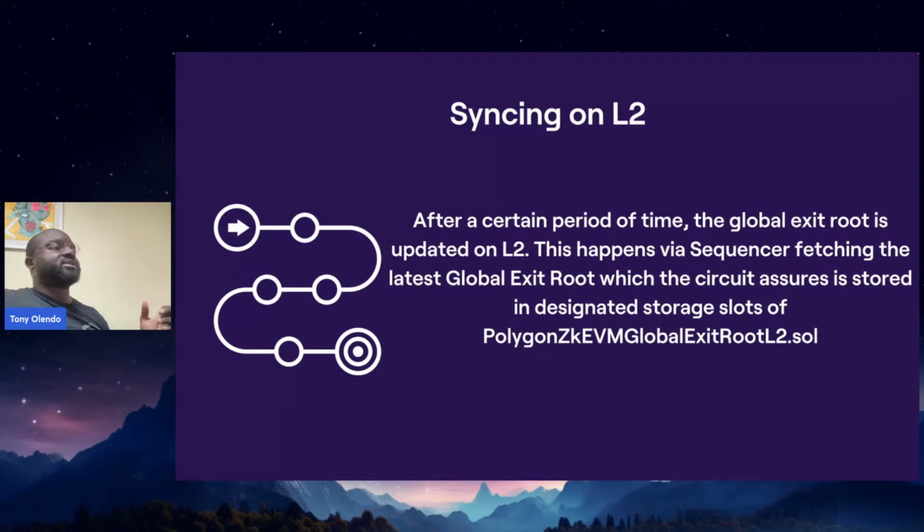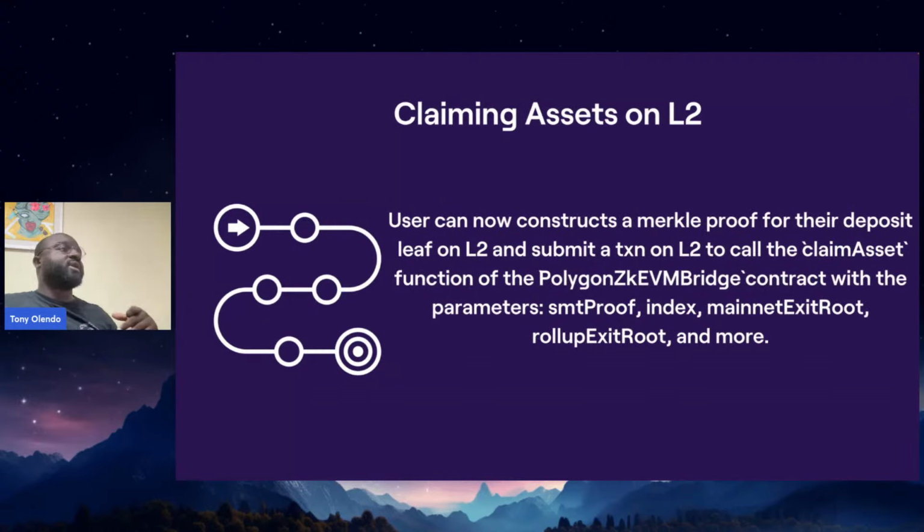And once that happens, it runs through the entire Merkle tree. It has the user deposits and the user messages and so on and so forth, and then it makes that available. So the user now comes in and says, hey, I can actually claim my assets now. So the user is then expected to go.